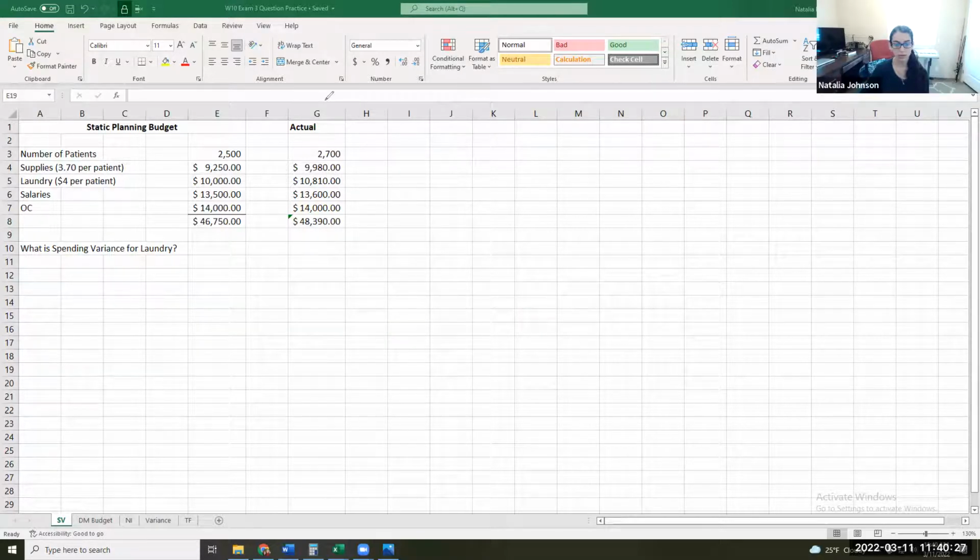So we're going to do something really similar to this question. The static planning budget: they budgeted 2,500 patients. This is for a hospital. And these are the standards. Supplies is $370 per patient, and they budgeted that in total would be $9,250. Laundry is $4 per patient. Salaries 13,500 and OC 14,000. The total they budgeted is 46,750.